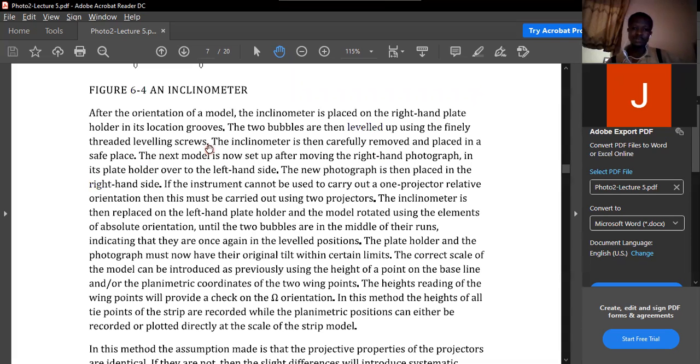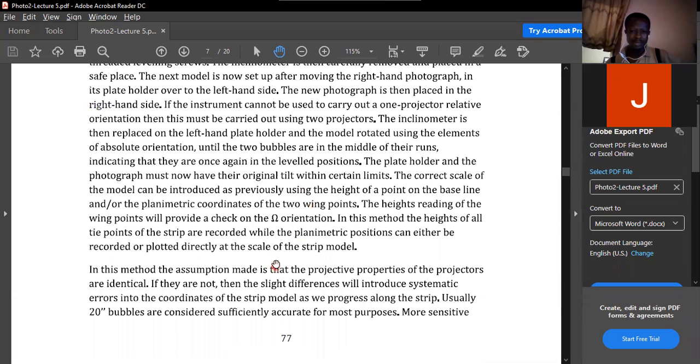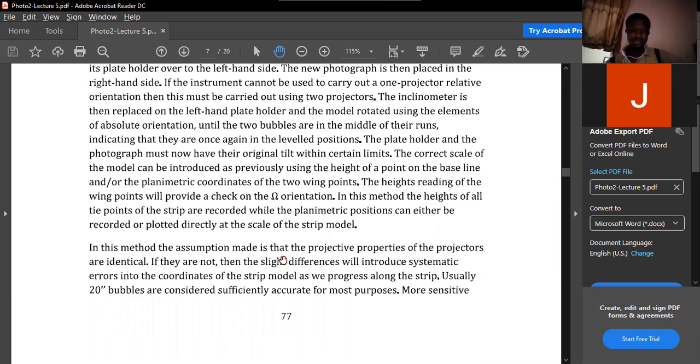Like I said, the next model is set up. That's what I said to you. So you can read about this, okay? And then it should be just fine.